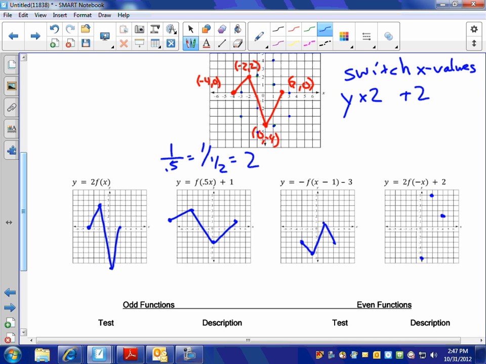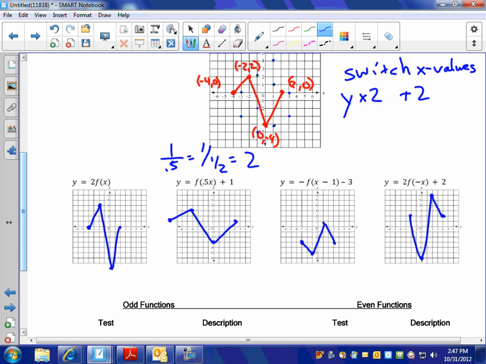And finally, the last one. 2, 0. Switch the x value. Becomes negative 2, 0. Multiply the y value by 2. Negative 2, 0. Add 2. Negative 2, 2. Connect my dots. Does that look like it's reflected over the y-axis horizontally and then taken care from there? Yes.